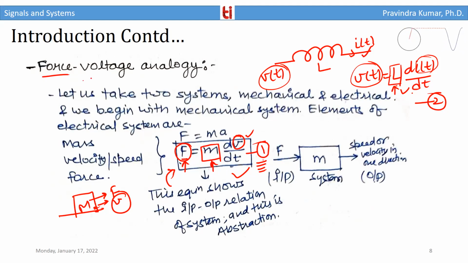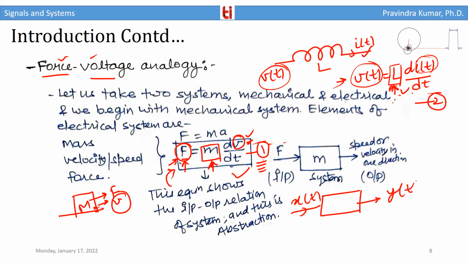So if force is voltage, then current will be velocity and the inductor will be mass. So here you can see in these two equations, forget about whether it is mechanical or electrical. The input is x(t), the output is y(t), and the system is A. So I can write the equation x(t) = A dy(t)/dt for these two systems.